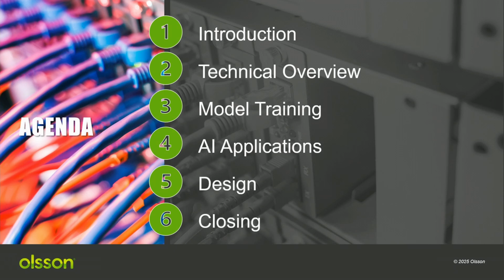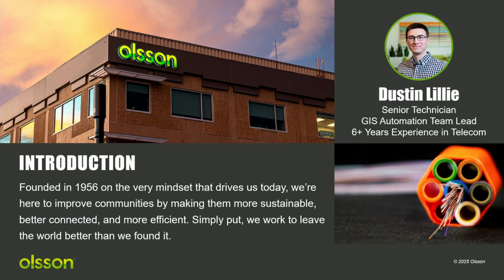We'll go through how we use AI to locate utility poles to help offset costs in design. We'll go through how we detect houses with AI to help our costing models for our client. And we'll go into how we train the model, how we use those in our design, and then some closing stuff at the end. So my name is Dustin Lilly.